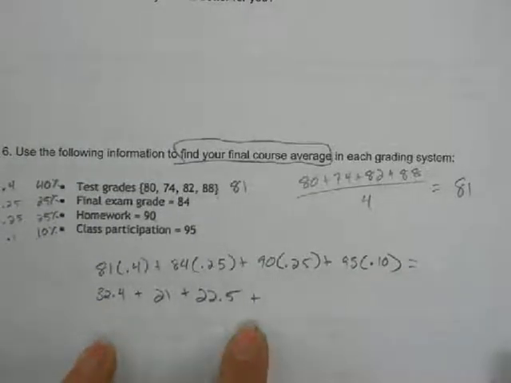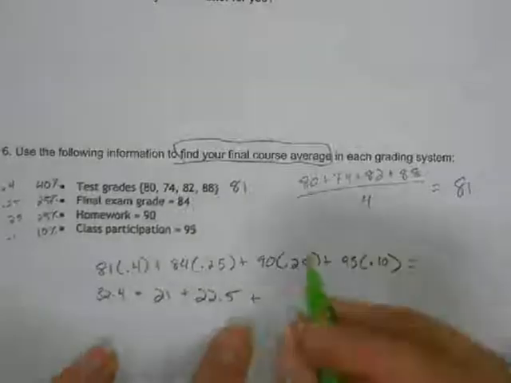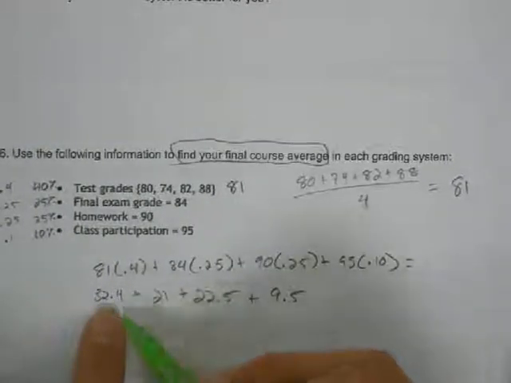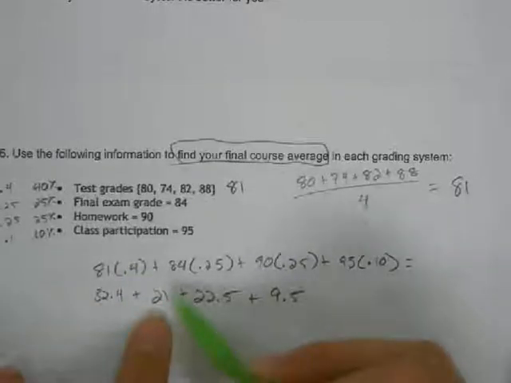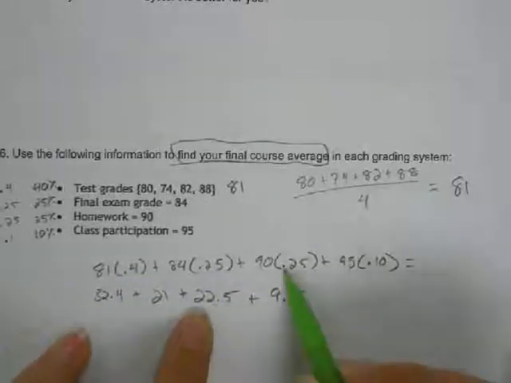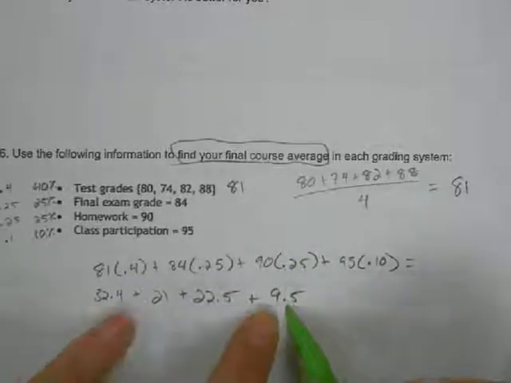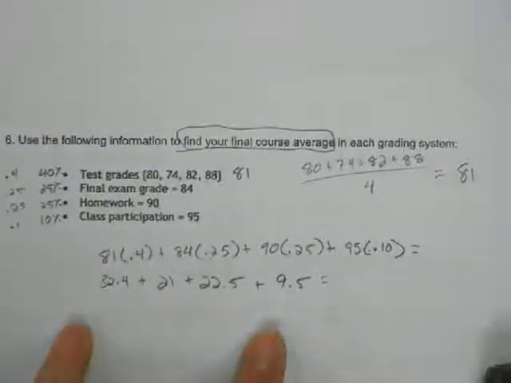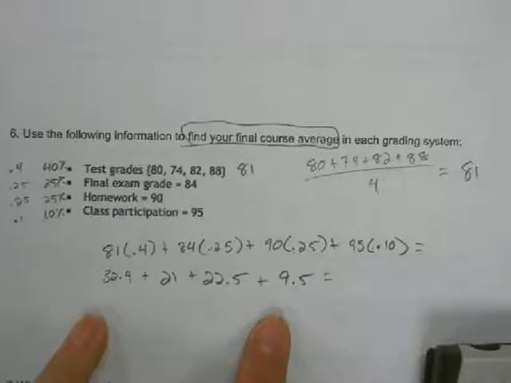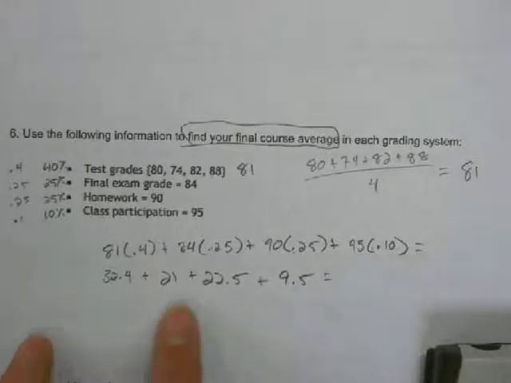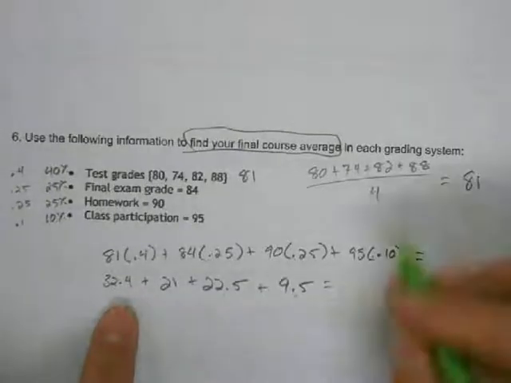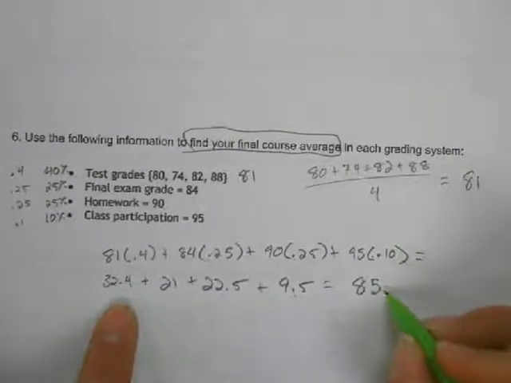So always write down as much as you possibly can. It makes your life better, right? So 32.4 points for test grade, 21 points from final exam grade, 22.5 points out of our homework, and 9.5 grade points out of participation. All right, add all of that together, and that'll be your final grade. So my final grade here would be an 85.4.